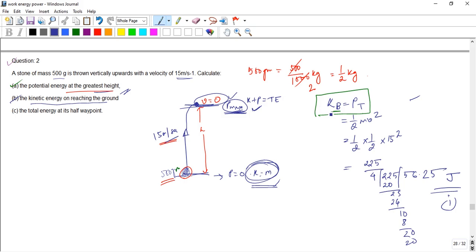Okay, now solving the next part B, the kinetic energy on reaching the ground. Also the same. We said that the kinetic energy at the bottom is equal to the potential energy at the top. So the part 2 answer is also the same as the part 1 answer, 56.25 joule.